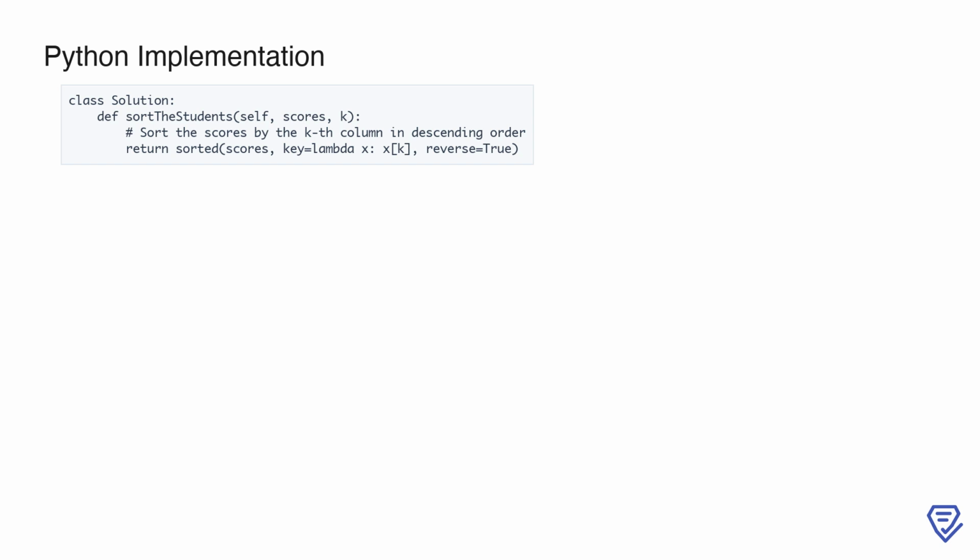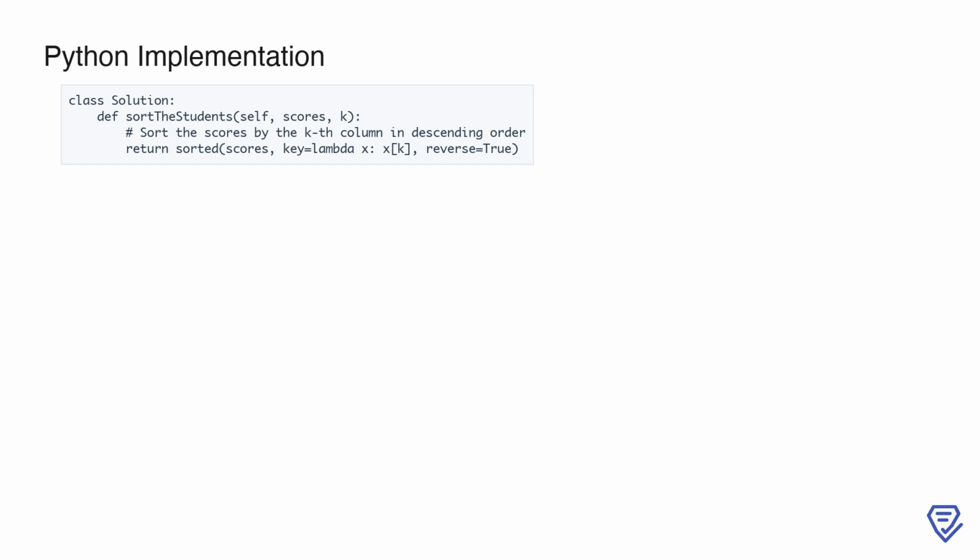The core of the solution uses Python's built-in sorted function. The key parameter is used to specify that sorting should be performed based on the scores in the kth column. A lambda function, lambda x: x[k], is passed to the key parameter, which extracts the kth element from each row for comparison. The reverse equals true argument ensures that sorting is performed in descending order, as required by the problem. This approach is both concise and efficient.